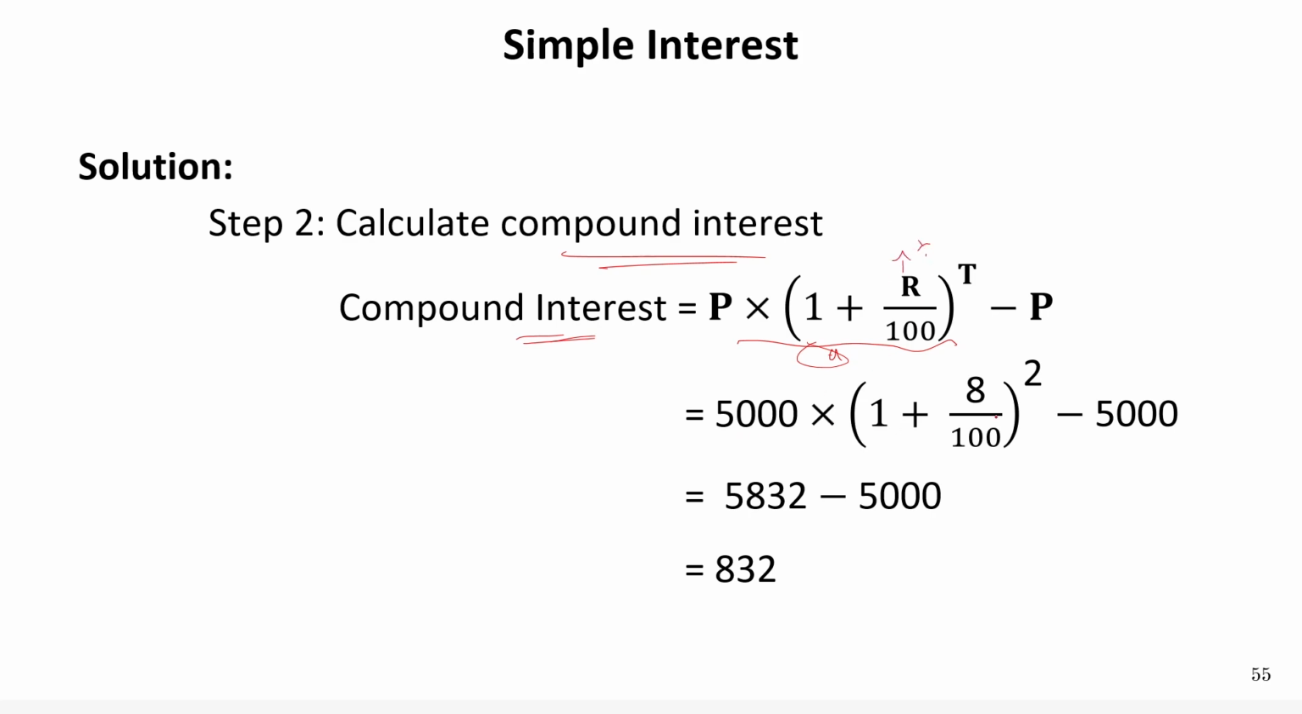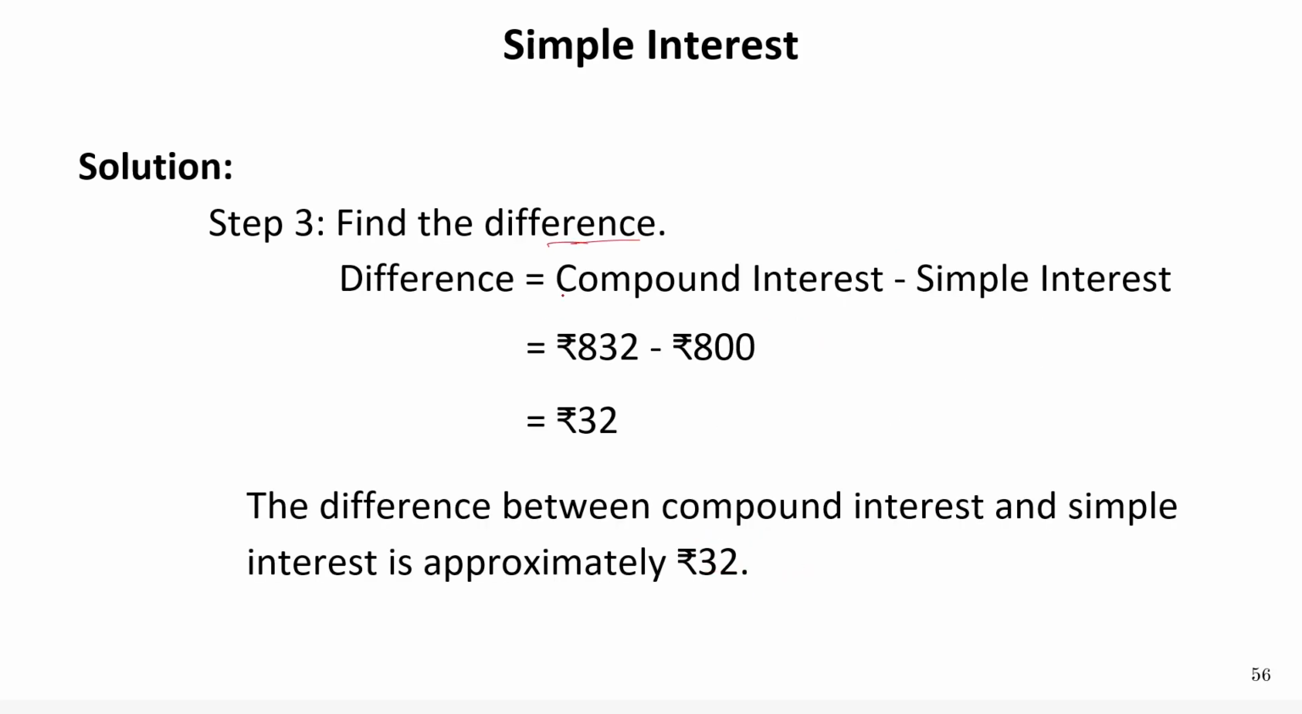So 5,000 into (1 plus 8 by 100) whole power 2 minus 5,000. So 5832 minus 5,000 is equal to 832. So finding the difference, compound interest minus simple interest is equal to 832 minus 800, which is 32. So the difference between the compound interest and simple interest is approximately 32.